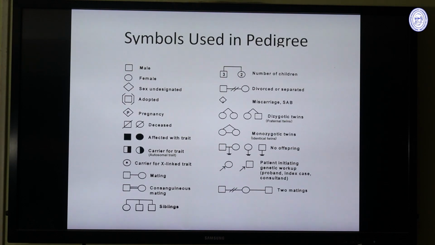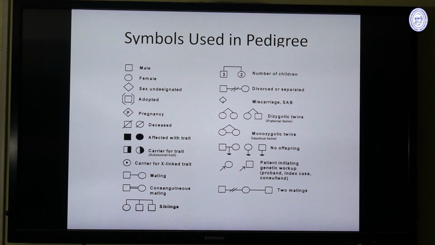Now, during pedigree, we will come into some of the symbols that are generally used. So, the first symbol, that is a square one, denotes a male, circular one denotes a female, this shape denotes a sex undiagnosed. There are many cases where we cannot diagnose the actual sex of the individual. This is the symbol for adopted, this is pregnancy, this is the deceased or the dead individuals. The solid color denotes the affected individuals with a particular trait.